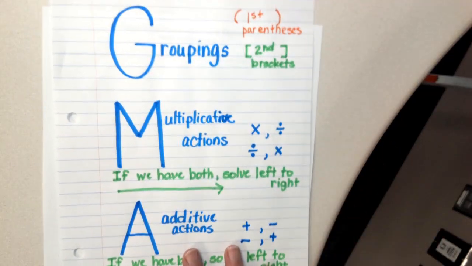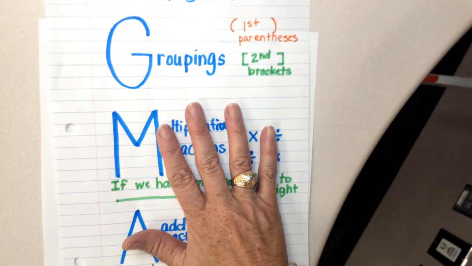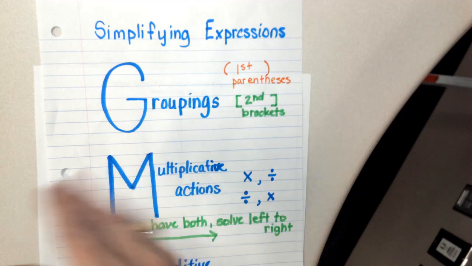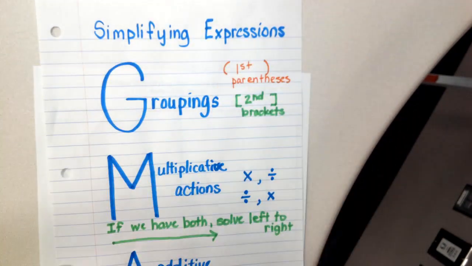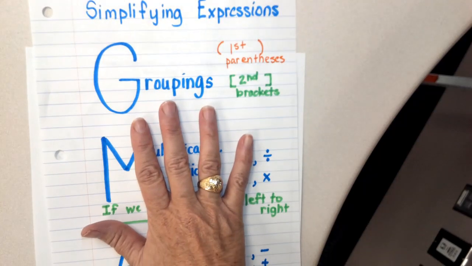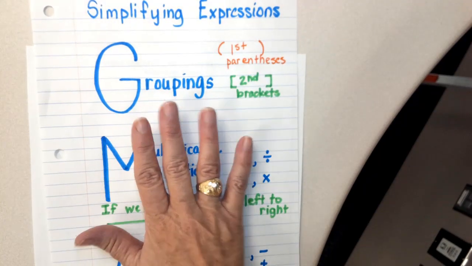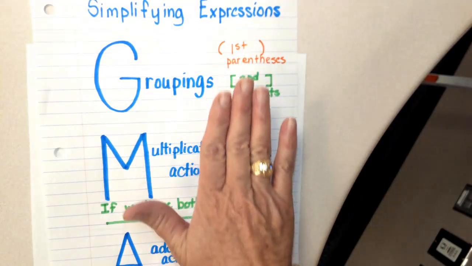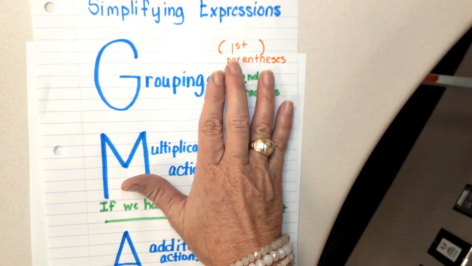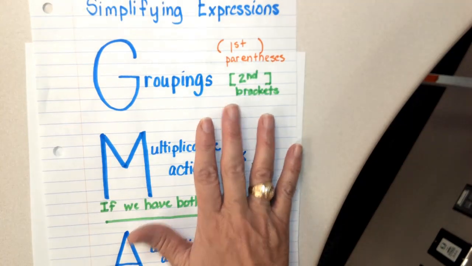And we've just completed our notes over simplifying expressions, so we know that when we're solving these expressions that may look like this example problem here, the first thing that we want to look for would be our grouping symbols. And remember, our grouping symbols are our parentheses or our brackets. And if we should have both, we always want to solve the parentheses before the brackets.